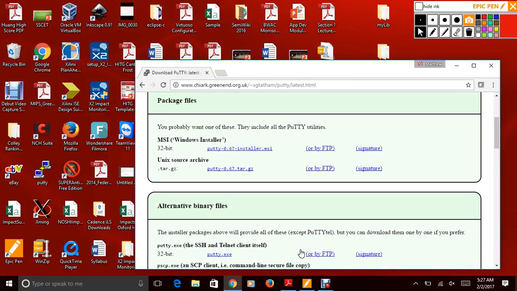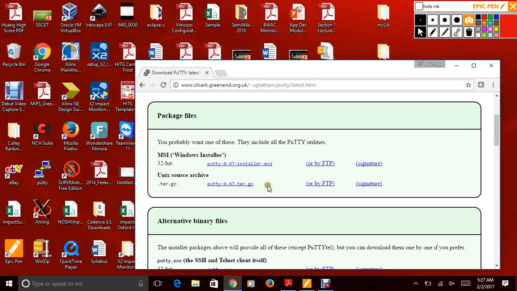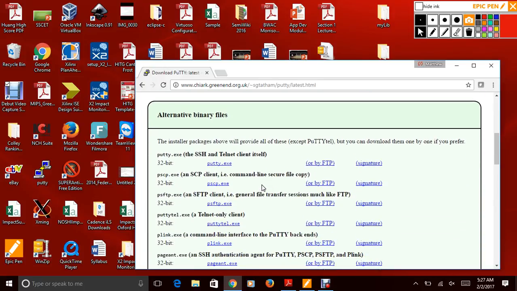This depends on if you're trying to use it on Linux, you can download it using a tar.gz file, or an MSI for the Windows installer. You also can just straight up download the 32-bit putty.exe. So that's what I have downloaded here.